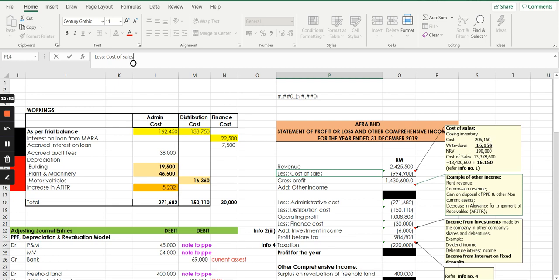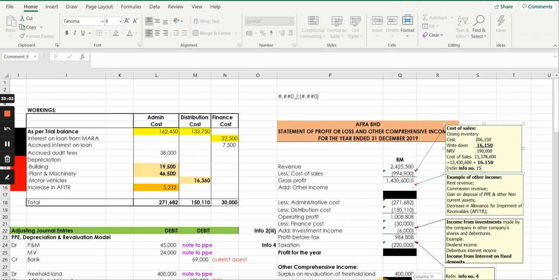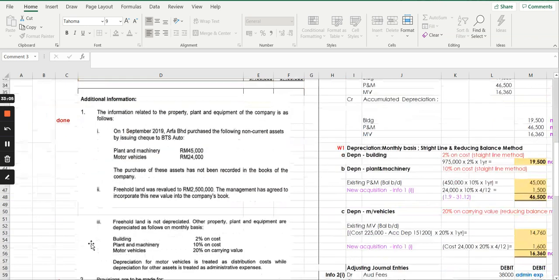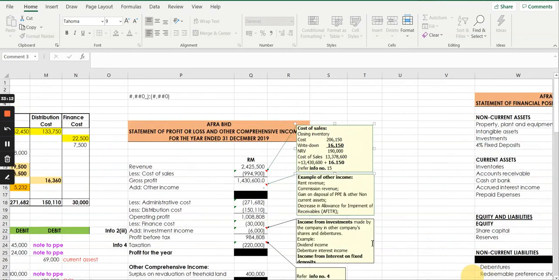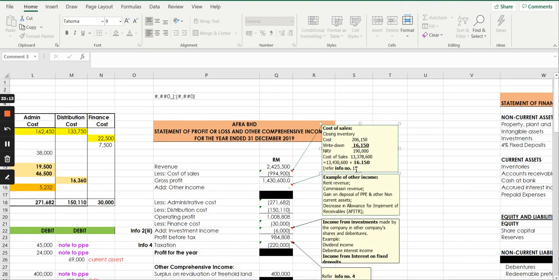206,150, write down 16,150. So therefore, cost of sale will be added with 16,150, information number 5, if I'm not mistaken. Let me check. Yes, number 5. So that is information number 5. Where is it? Your information number 5. Right. Then you are done.